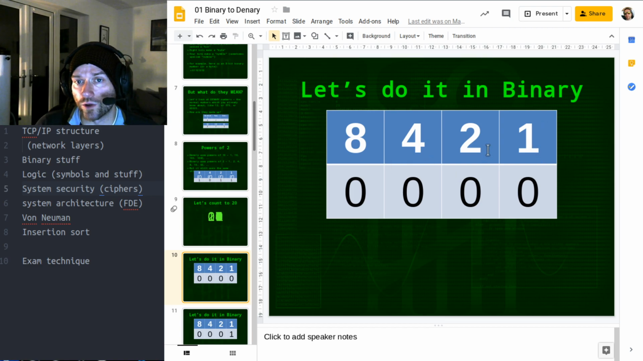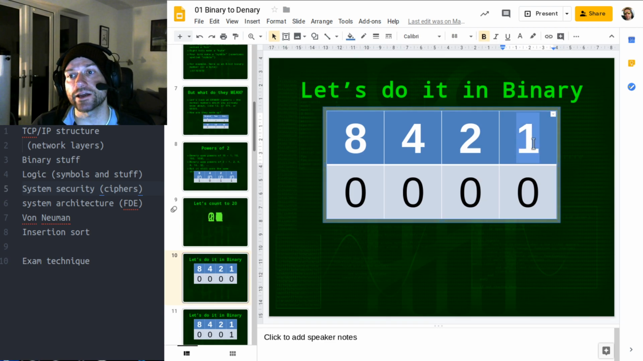You should know what these magic numbers are already. 1, 2, 4, 8, 16, 32, and so on all the way up. If you're ever in any doubt what these numbers are, top tip: start off on the right-hand side and write the number 1, and then double each time. 1 times 2 is 2, 2 times 2 is 4, 4 times 2 is 8, 8 times 2 is 16, 16 times 2 is 32, 32 times 2 is 64, 64 times 2 is 128.